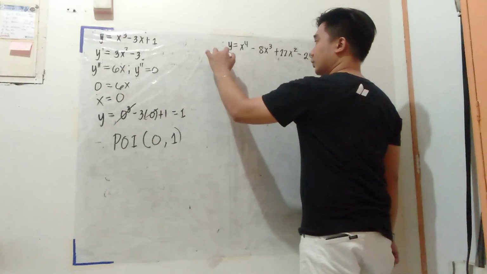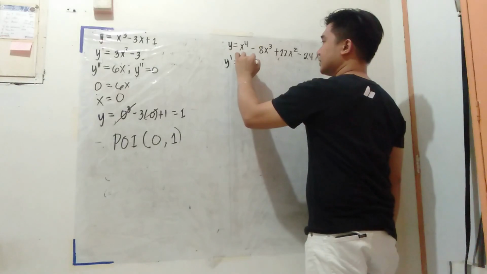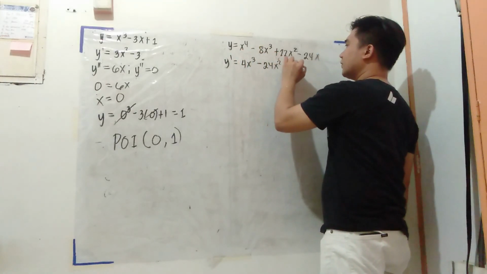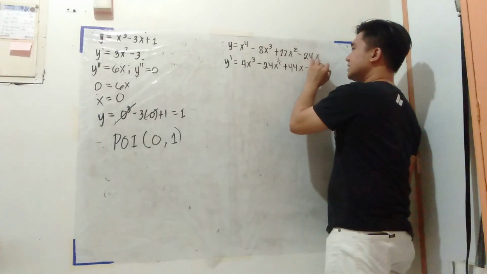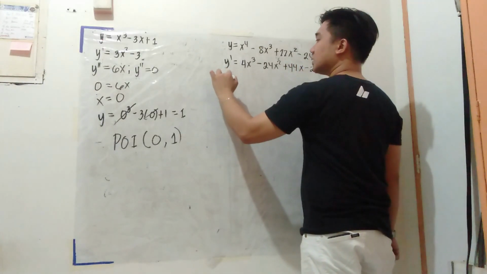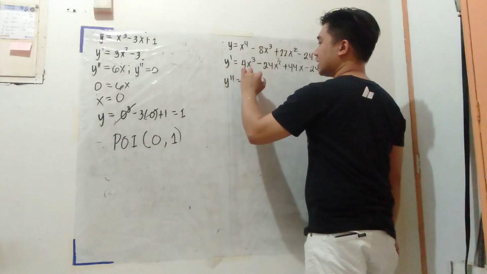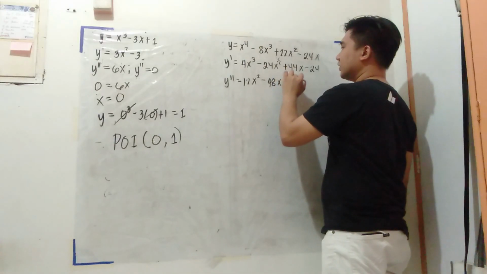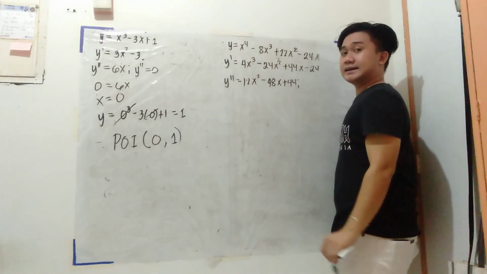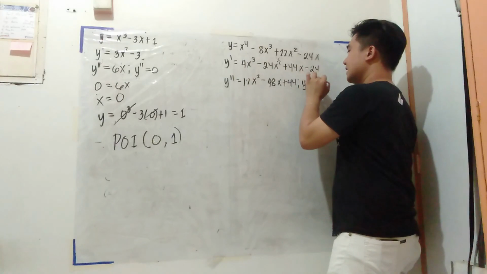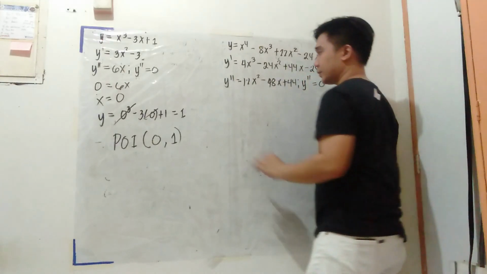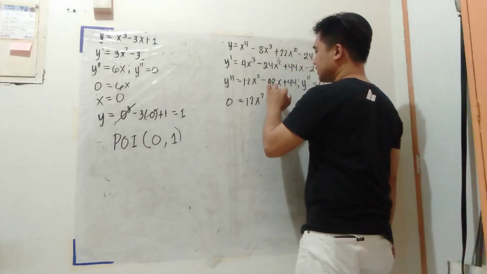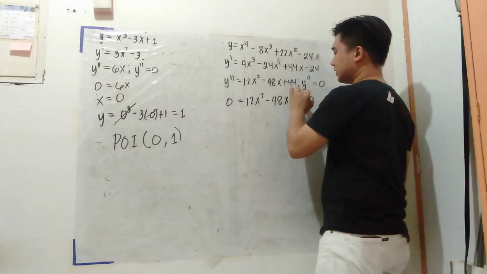Next, what if we have x raised to 4 minus 8x cubed plus 22x squared minus 24x. So, y prime is equal to 4x cubed minus 24x squared plus 44x minus 24. Y double prime is equal to 12x squared minus 48x plus 44. Tapos na. Second step, set y double prime to 0. So 0 is equal to 12x squared minus 48x plus 44.